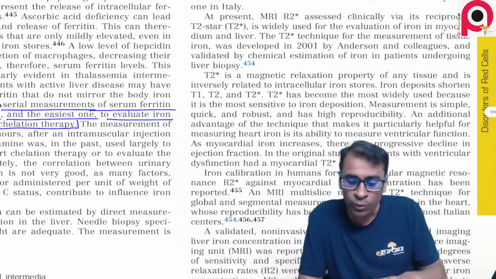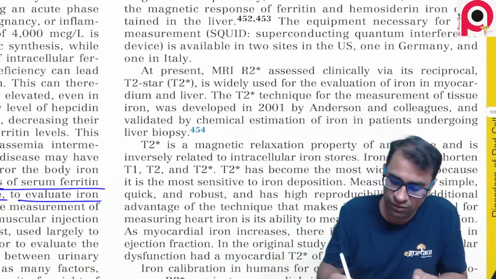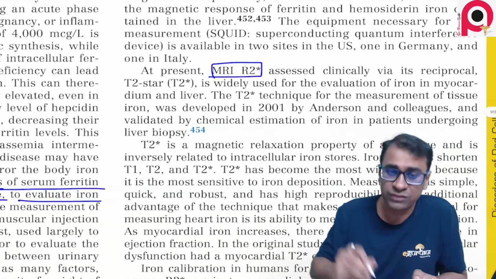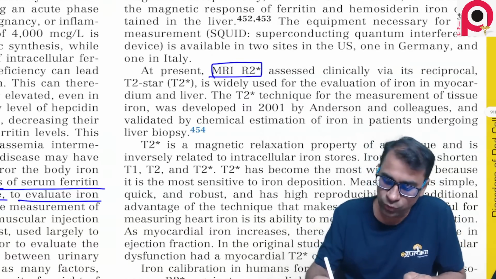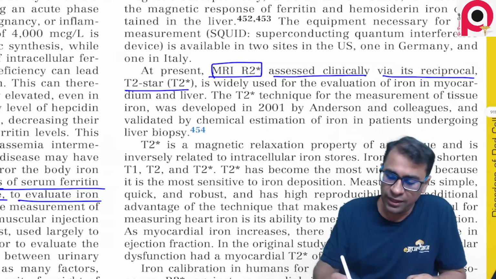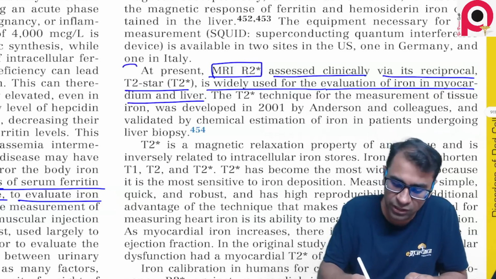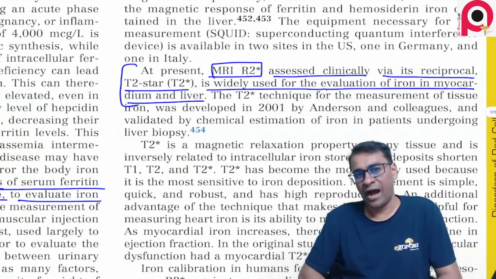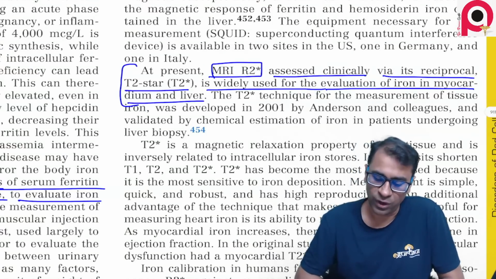But one more very good option that was asked this year in this same Winthrop's hematology was MRI R2. This was also the option given to me by my students. Clinically, reciprocal T2 star is widely used for evaluation of iron in the myocardium and liver. So if you want to measure iron levels in the liver and heart, T2 MRI is one golden way of doing it, but it's not very easy to do.